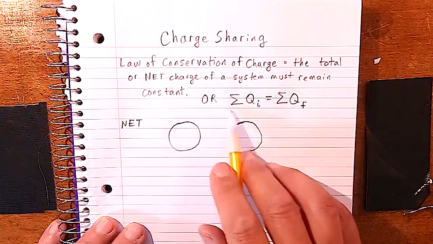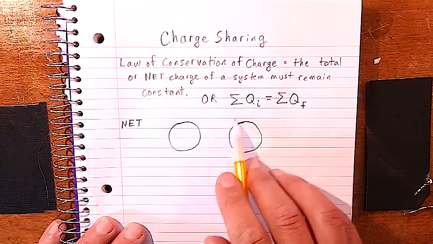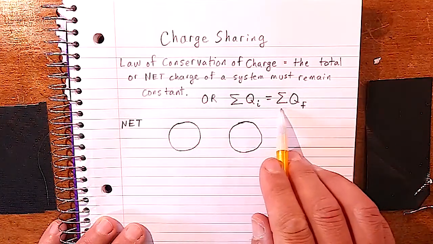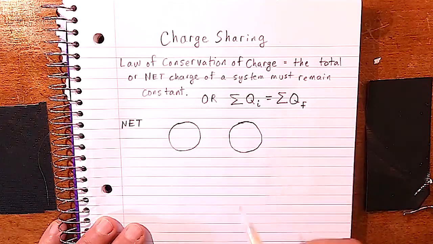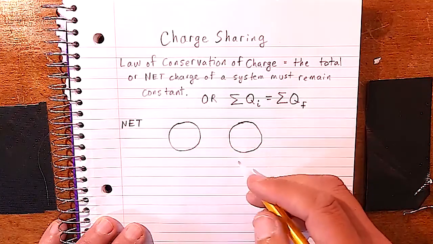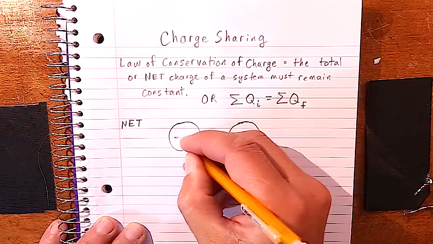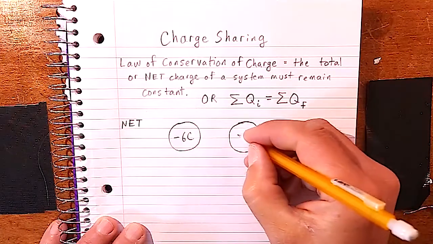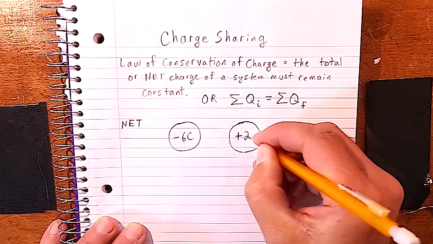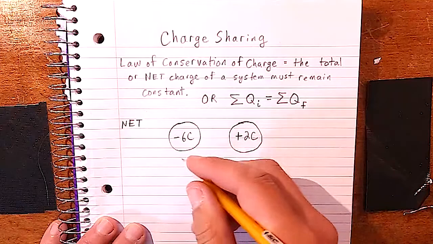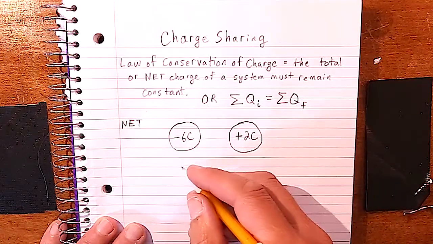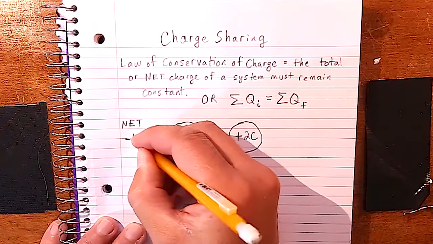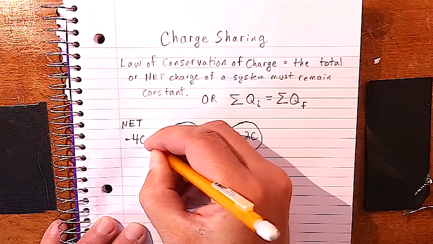We could also write that with sigma, which means summation. The sum of all the charge that we start with has to equal the sum of all the charge that we finish with. So let's take two metal spheres, and let's say the first one is charged up with -6 coulombs, and the second is charged up with +2 coulombs. Well, what's our net charge of the system? -6 plus 2, the total is going to be -4. That's our net, that's our total charge.